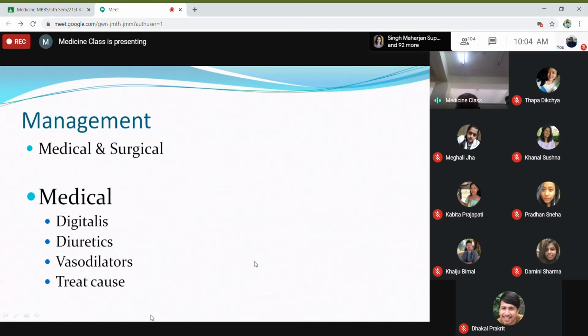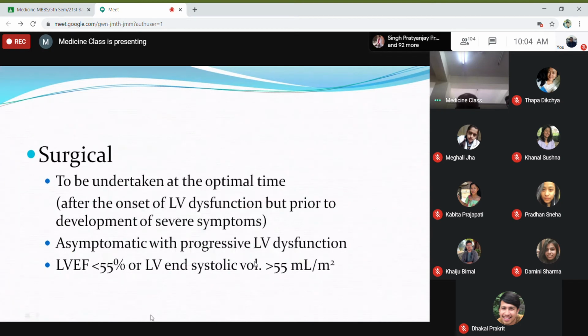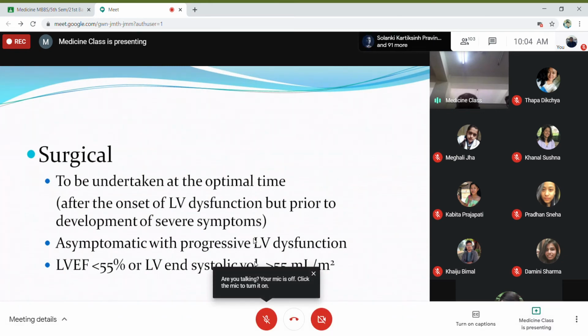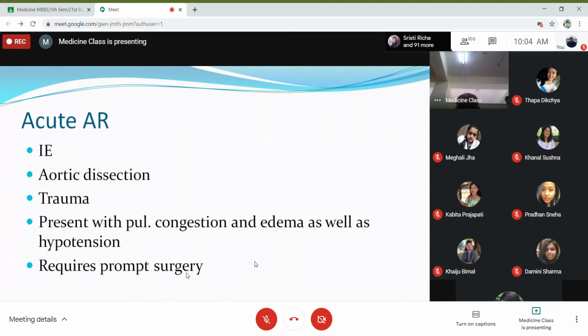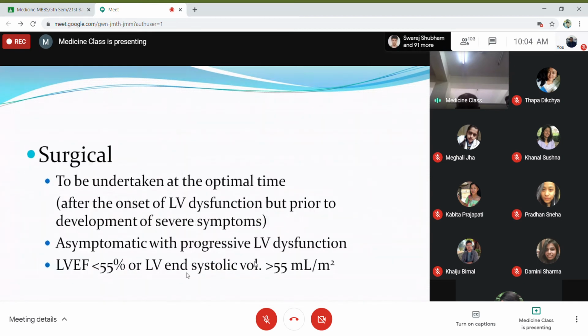In the surgical, there is a rule of 55. If the left ventricular ejection fraction is less than 55 and left ventricular end-systolic dimension is more than 55 millimeters, then it's the time that the patient should go for operation, and this we call the rule of 55. Basically, in surgery, the valves are changed.